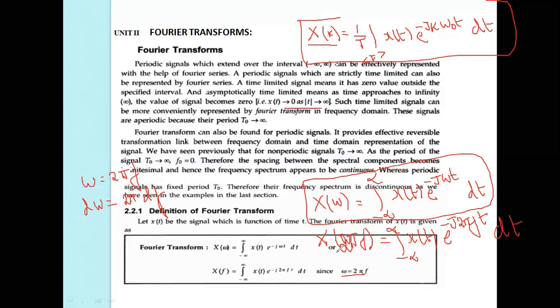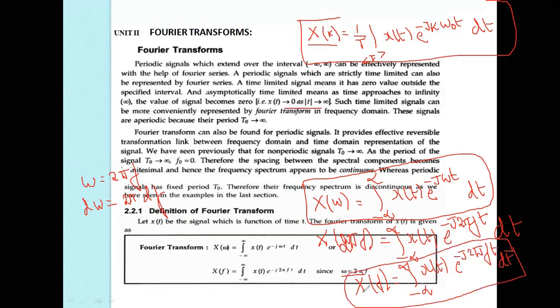The shortcut notation of X of 2 pi f is X of f, which is equal to the integral from minus infinity to infinity of x of t e power minus j 2 pi f t dt. This is in the normal frequency X of f definition of the Fourier transformation. And why I wrote d omega as 2 pi f into df means it's the inverse Fourier transformation.